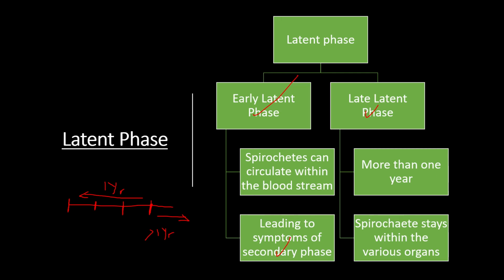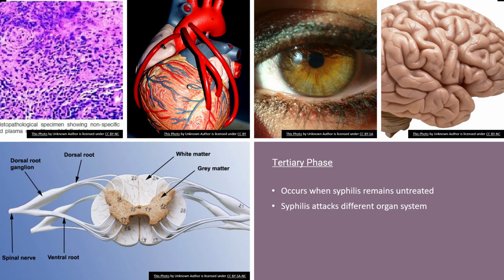In your late latent phase, it mostly occurs more than 1 year, and your spirochetes mostly localize into your organs. Therefore, you will not find any symptoms of secondary phase. However, you will be asymptomatic in this area. The tertiary phase occurs after 1 year from your initial date of infection.